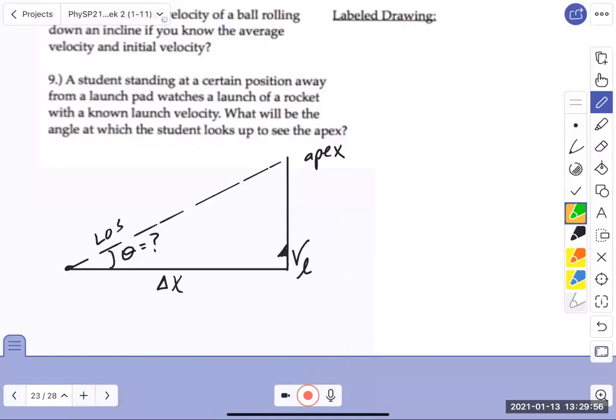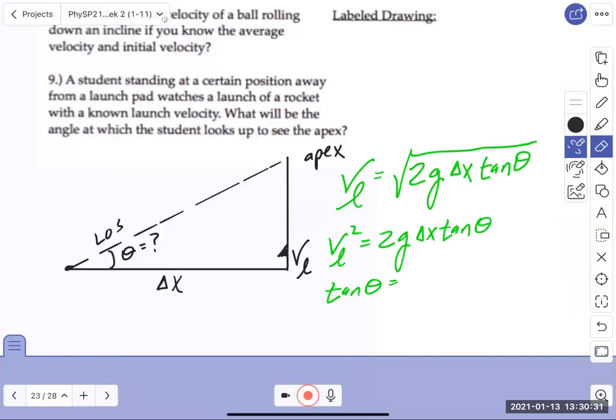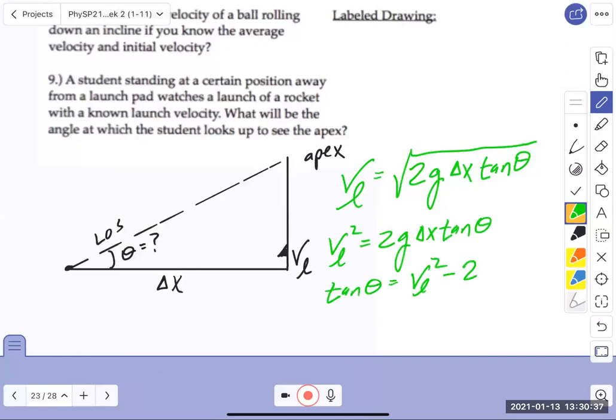So we have the second green. We have V sub L equals the square root of 2G delta X tan theta, okay? Now all I gotta do is solve for theta. So it's like pixie sticks, gotta work your way towards it, square both sides. I got V L squared equals 2G delta X tan theta. Gotta get tan theta by itself, so tan theta is V launch squared minus 2G delta X.